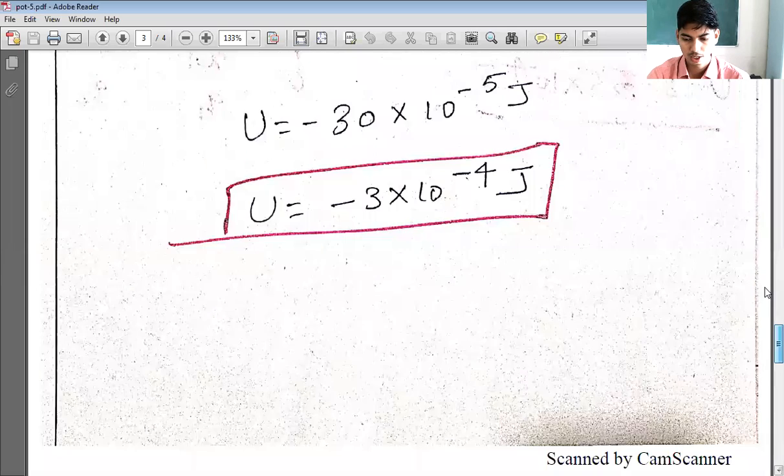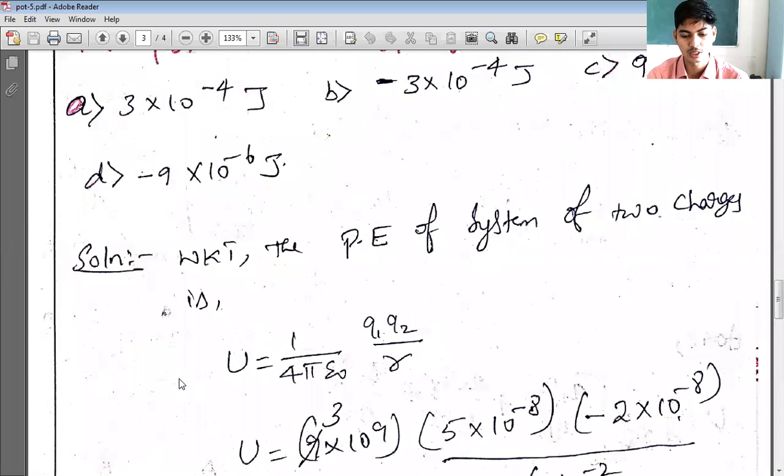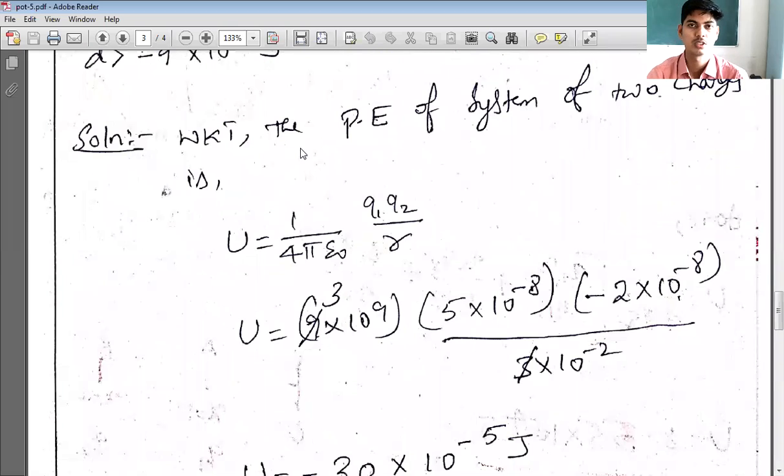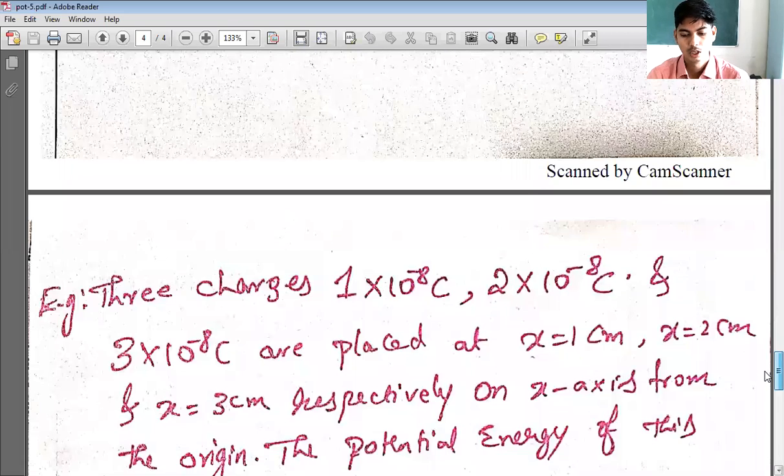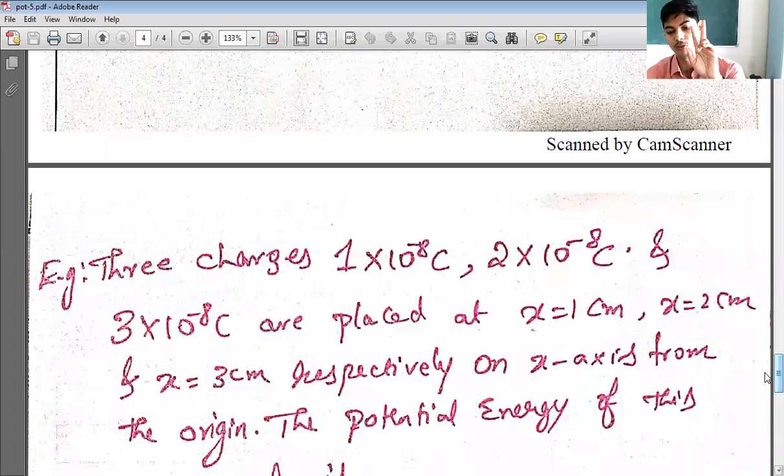So this is regarding the problem on potential energy of a system of two charges. If asked to calculate potential energy, use this formula. Also, if you are asked to calculate the minimum work required to separate these two charges, you have to use the same formula. Work done is nothing but potential energy of the system of two charges.